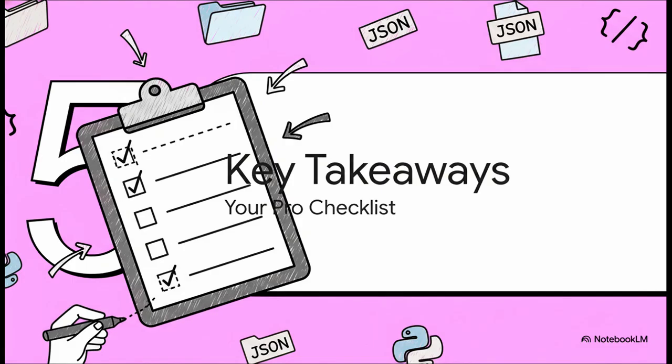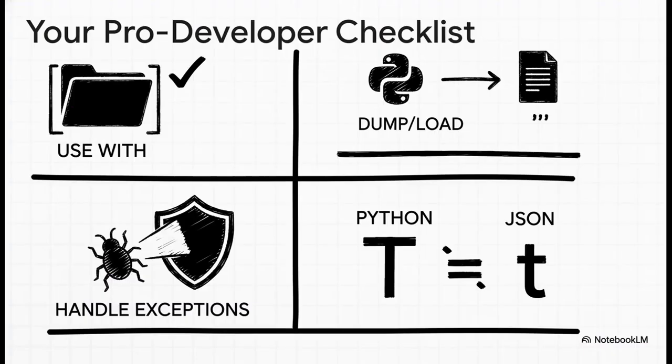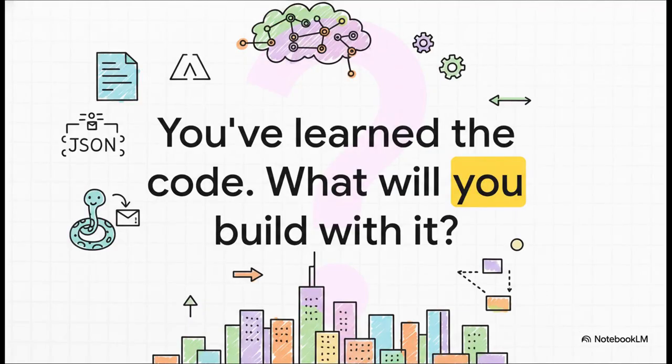Okay, we've covered a ton of ground, so let's boil it all down into a simple, actionable checklist you can take away with you. Here's your cheat sheet for writing job-ready code. Number 1, always use the with statement for files. Number 2, know the difference between the file versions, dump and load, and the string versions, dumps and loads. 3, always expect things to go wrong and handle those errors. And 4, just remember, JSON is almost a Python dictionary, but it has a few very strict rules you gotta follow. Look, mastering these concepts is what takes you from someone who just knows Python syntax to someone who can build real, data-driven applications. So the only question left is, now that you've got these powerful tools, what are you going to build with them?